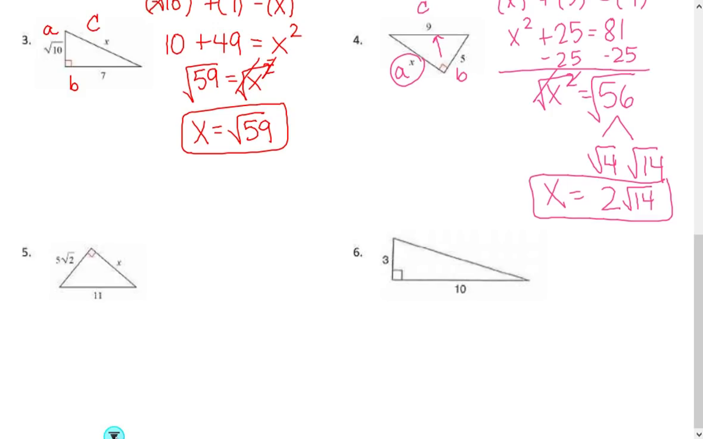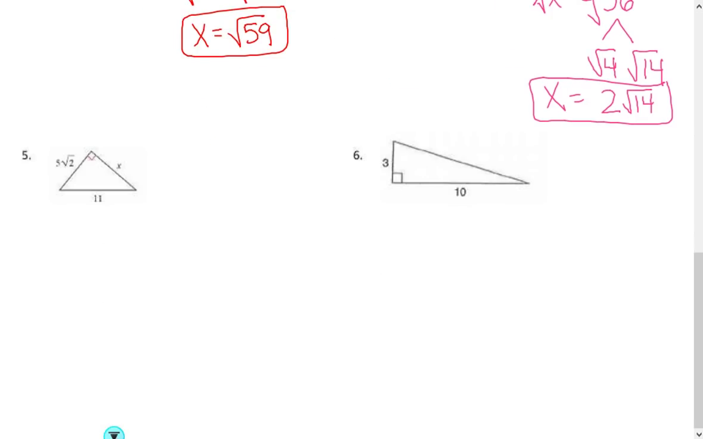All right, let's talk about a little special example here, number 5. All right, so again, I'm going to label C first. He can be A, he can be B. All right, so I'm going to have 5 square root 2 squared plus B, or X squared, equals c squared, or 11 squared. All right, so this one gets weird again.